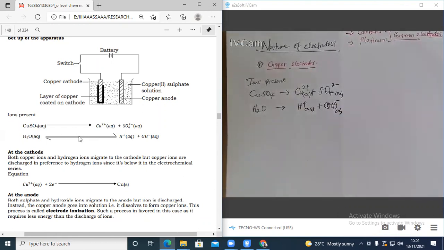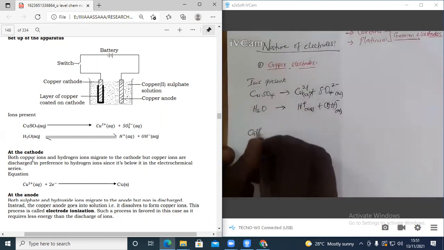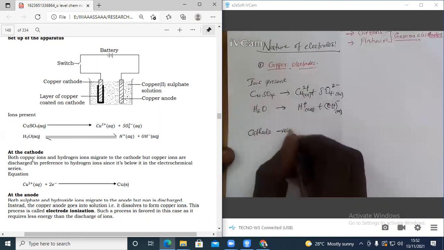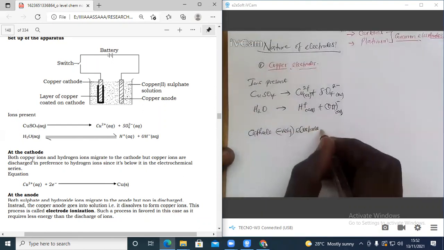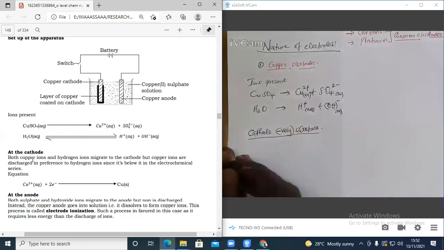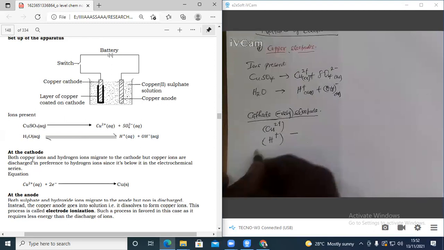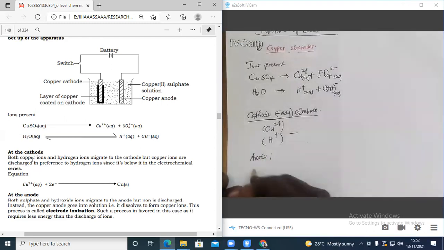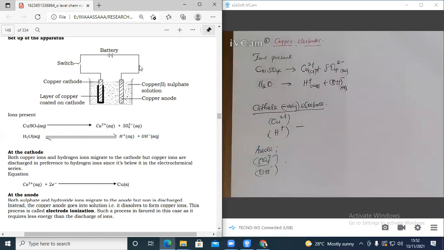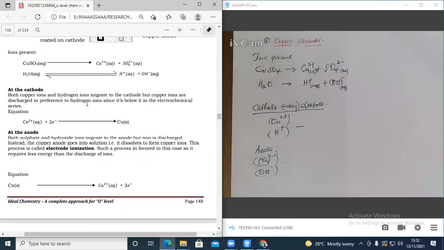Following the same principle, at the cathode, a negatively charged electrode, we shall have positive ions coming here. Both copper two ions and hydrogen ions migrate there. Now at the anode, we expect sulfate ions and the hydroxide ions. Both copper and hydrogen ions migrate, but copper ions are discharged in preference to hydrogen ions, since copper is below hydrogen in the electrochemical series.